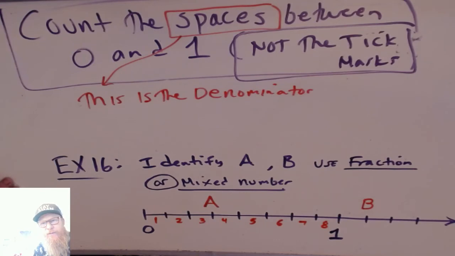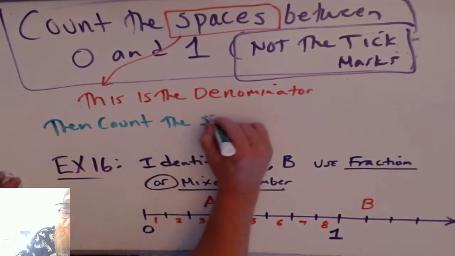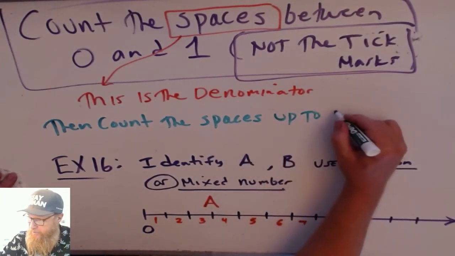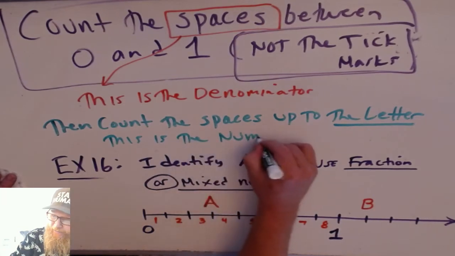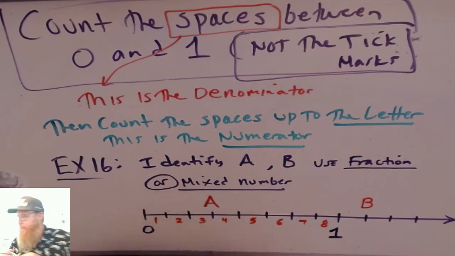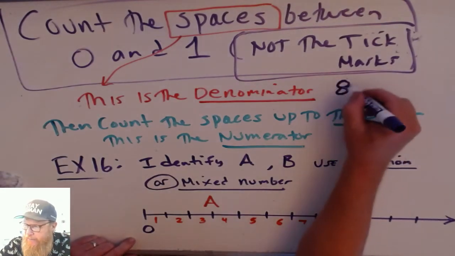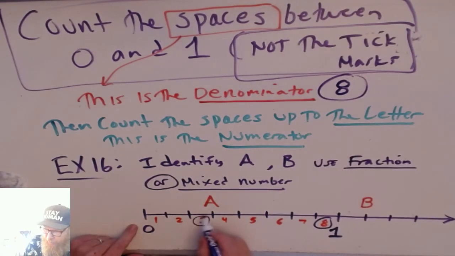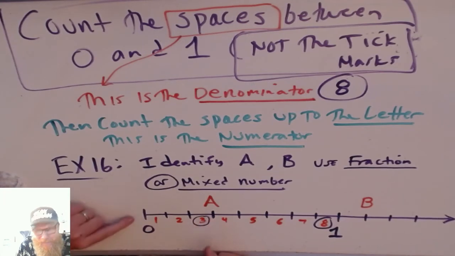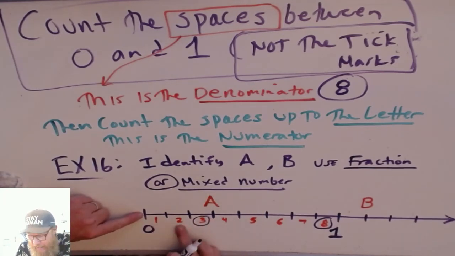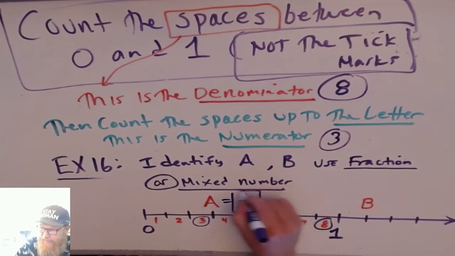All right. Then count the spaces up to the letter. This is the numerator. Okay, so I've got 8. That's my denominator. And then 1, 2, 3 up to the letter. The letter will be right on one of the tick marks. I guess you could count the tick marks, but some people will accidentally count the very first tick mark. So again, count the spaces, 1, 2, 3. And so that's 3. And so that means A is 3/8. That's the value for A.